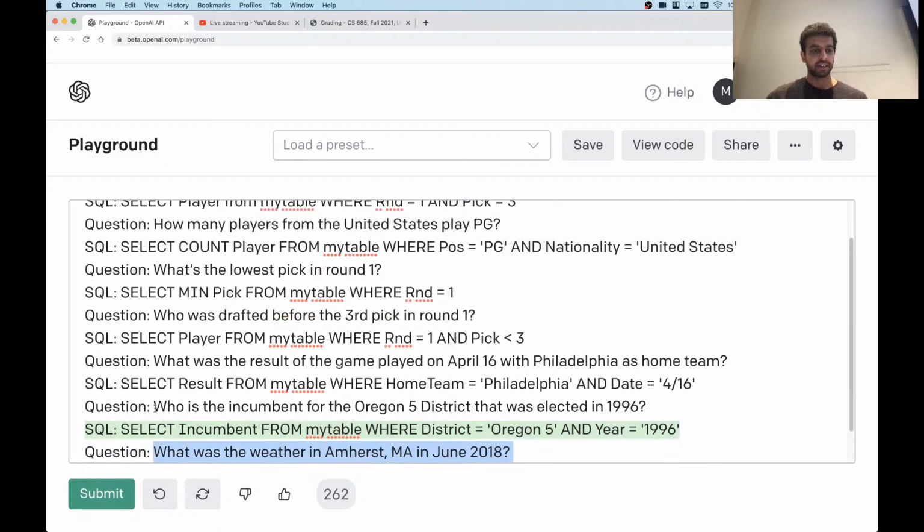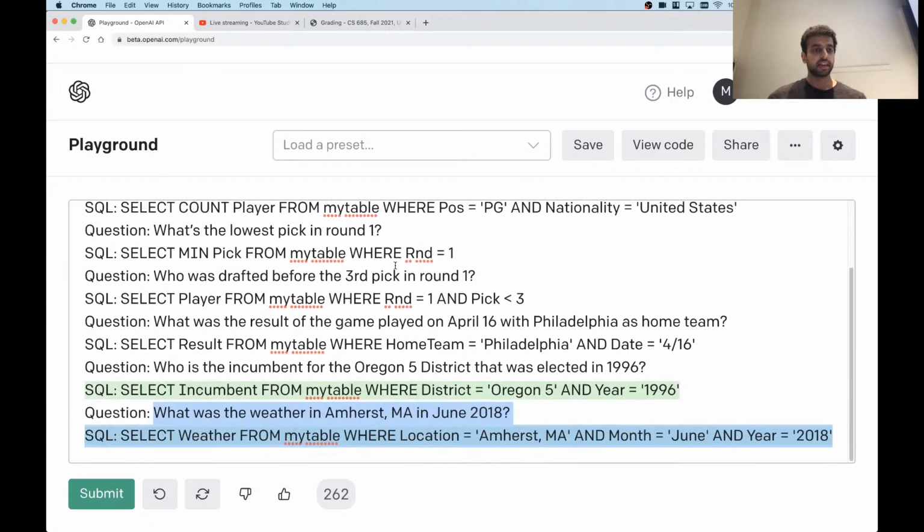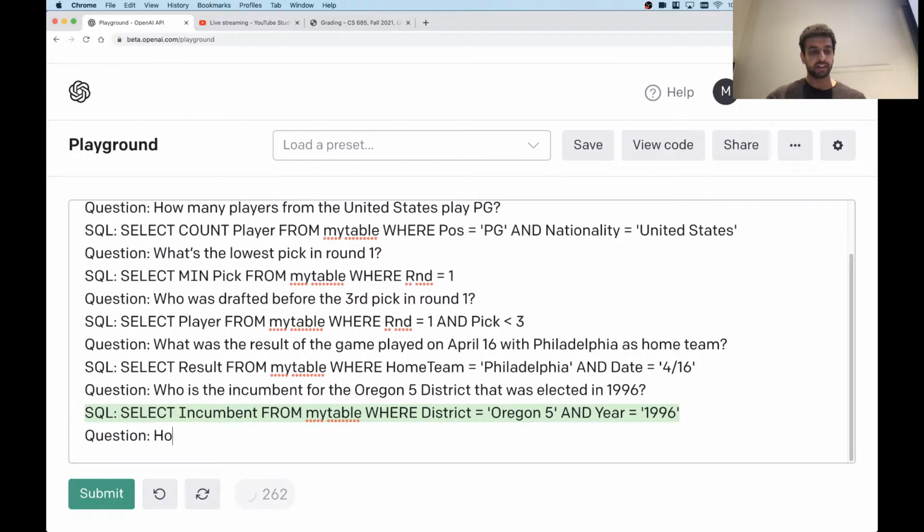I guess we could make this more complicated, right? We've done only selects. Oh, I guess there's this count-based one. Maybe you can try out the count. So like, how many times did it rain in Amherst in June 2018?